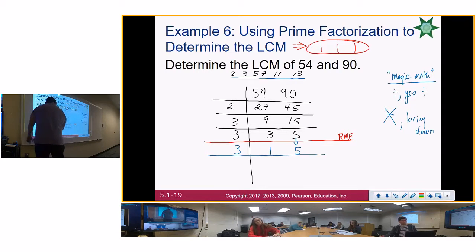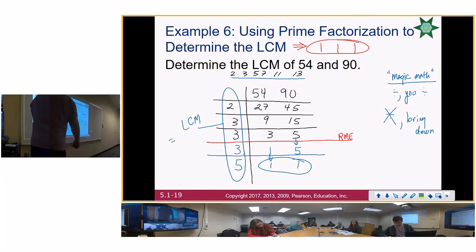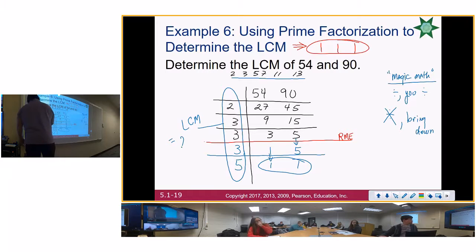I can divide by 5. That comes down, and that comes down. I've got my 1s, so this is my least common multiple. And that's going to be equal to 2 times 5 is 10, and then 3 times 3 times 3 is 27, so that's going to be 270.